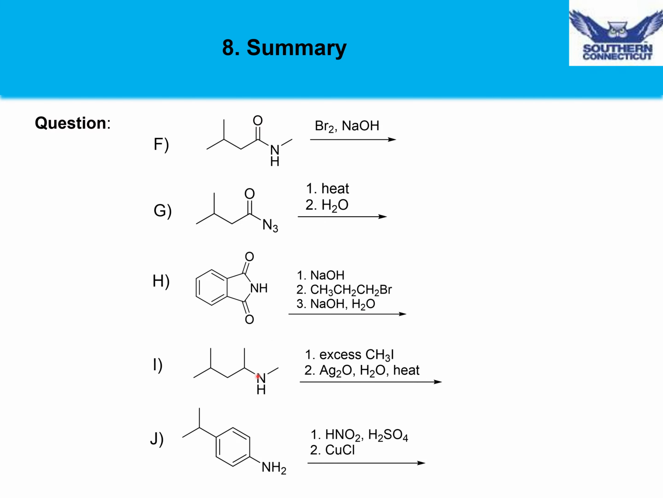In the next reaction, we're going to add an excess of methyl iodide, followed by silver oxide, water, and heat. And then lastly, we're going to add nitrous acid, sulfuric acid, followed by copper chloride.